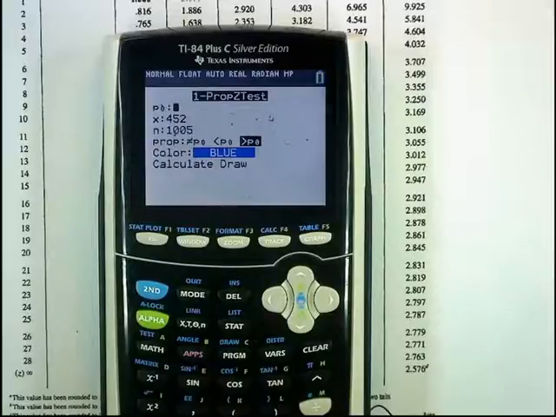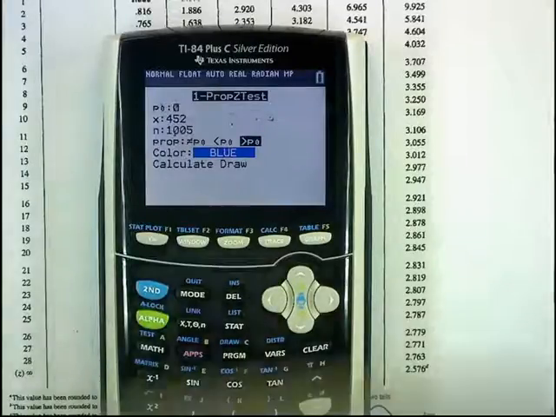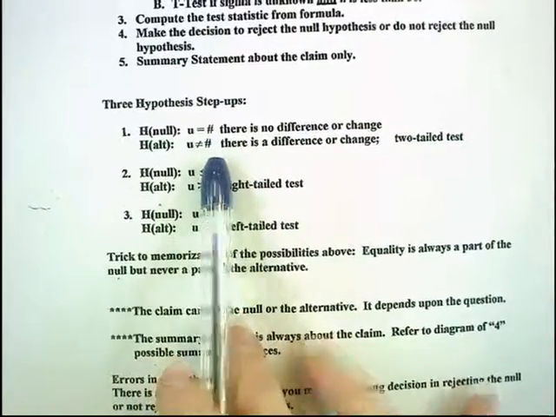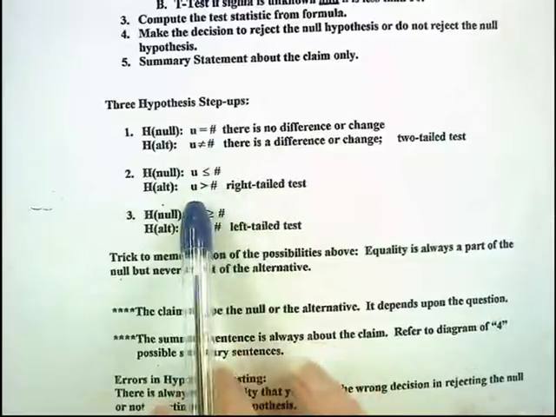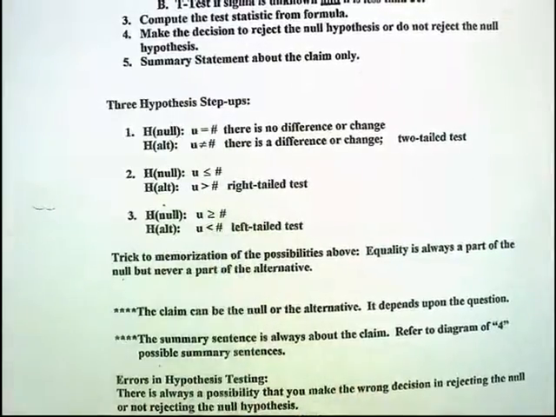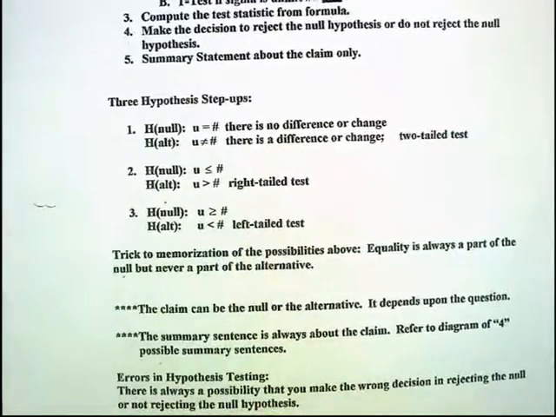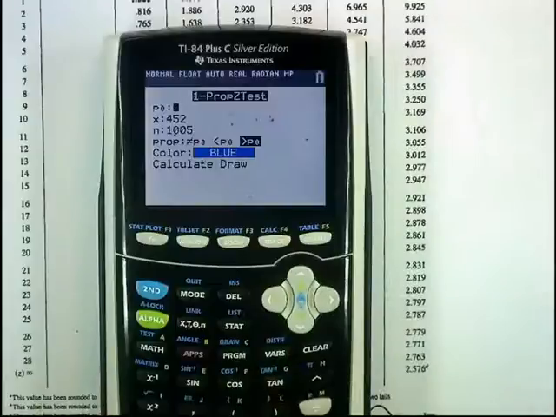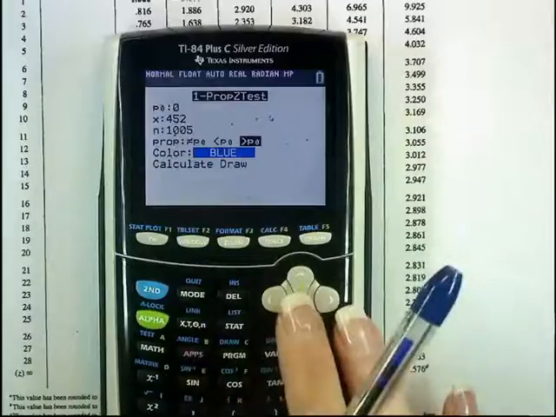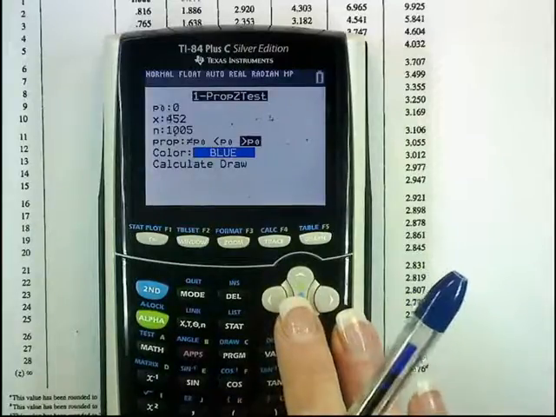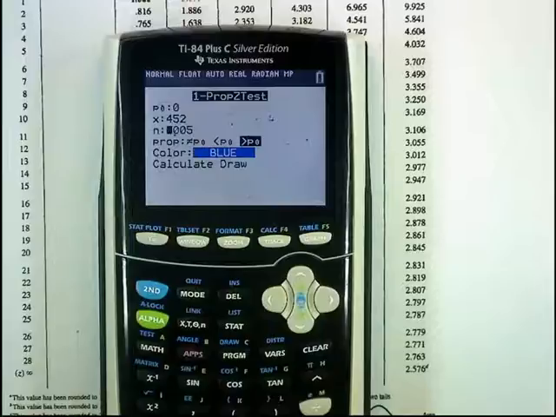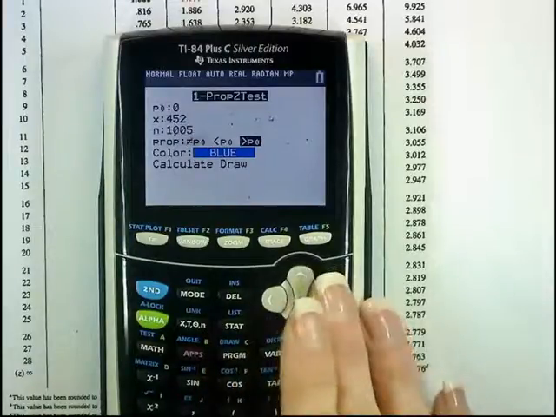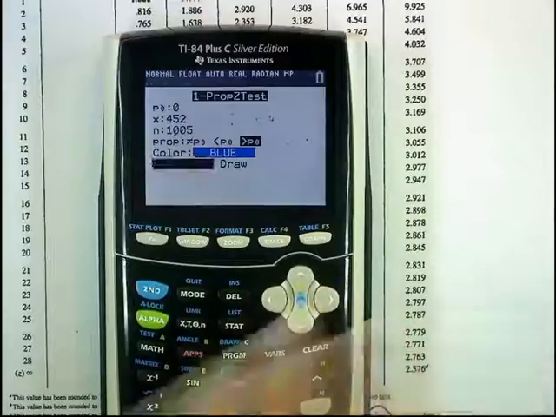So on your sheet here, you will have p equals a number, p does not equal a number, p less than or equal to a number, p greater than a number, p greater than or equal to a number, p less than a number. Proportion. Still two-tailed, right-tailed, left-tailed, but it's p instead of mu. And there's your claim. You give your x and your n because you're telling the calculator how to calculate p hat, sample proportion. And then the alternative, not equal to, less than, greater than, and then calculate.